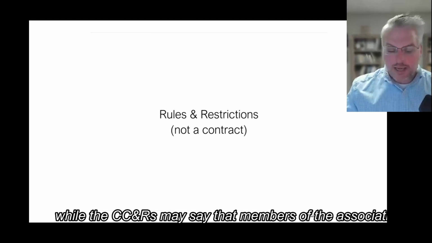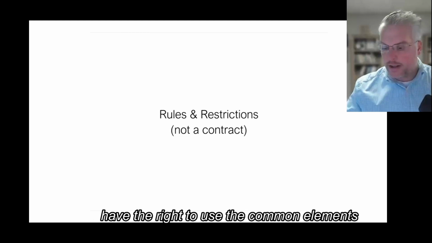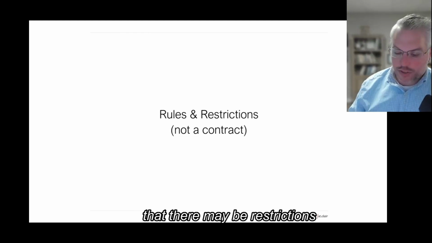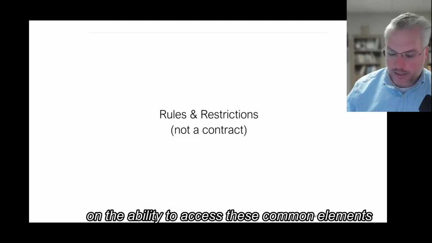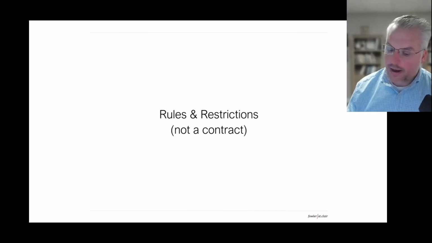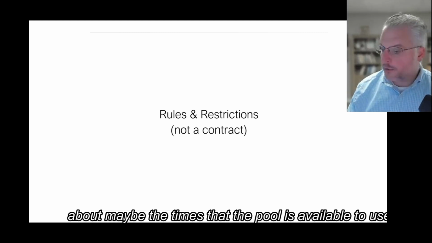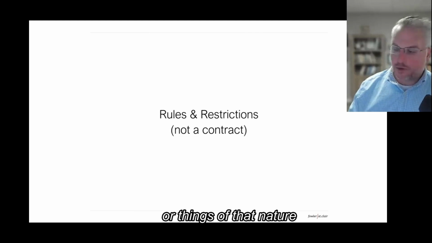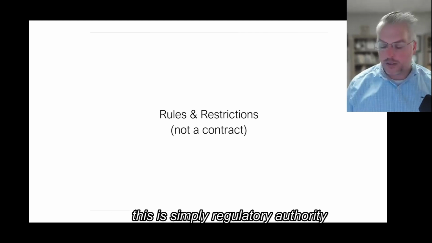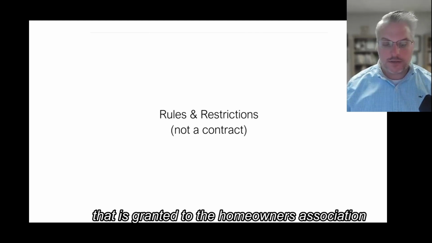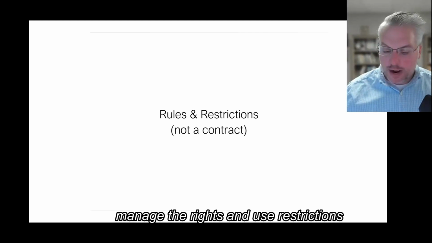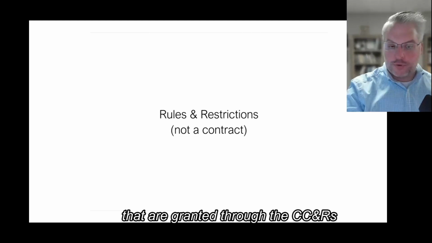While the CC&Rs may say that members of the association have the right to use the common elements, the bylaws then say hypothetically that there may be restrictions on the ability to access these common elements through some sort of badge access. The rules and regulations can get even more specific about maybe the times that the pool is available to use, or things of that nature. And again, this is not considered a contract. This is simply regulatory authority that is granted to the homeowners association to allow it to manage the rights and use restrictions that are granted through the CC&Rs.